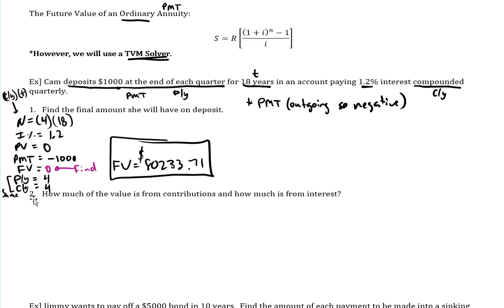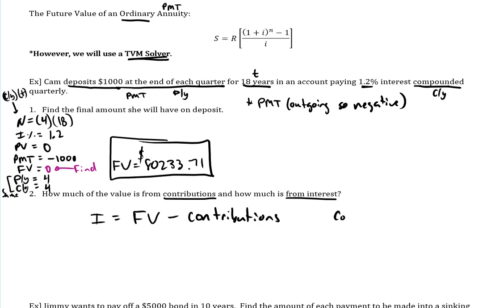Okay, and then they'll often ask this to follow up with these types of questions. So how much of the value is from contributions and how much is from interest? Okay, so we want to break these apart. Well, the interest here, so the interest that was earned is this future value minus the present value. Okay, or not the present value, sorry. That is another formula that's important. Okay, so the future value minus the contributions. Let's just put it in words for now. So the future value minus the contributions.